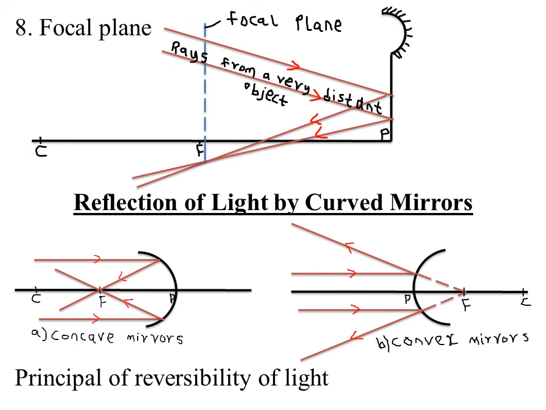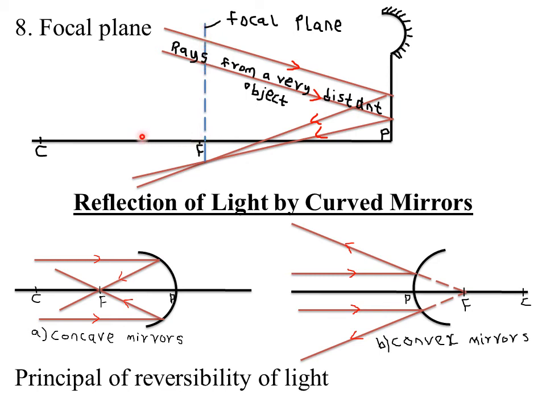So lastly, we look at what we are calling the focal plane. How do we define focal plane in physics? The focal plane is a plane perpendicular to the principal axis and passes through the principal focus. As you can see, this is what we are calling our focal plane.